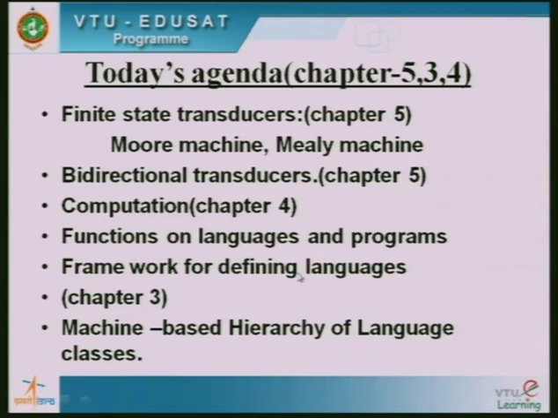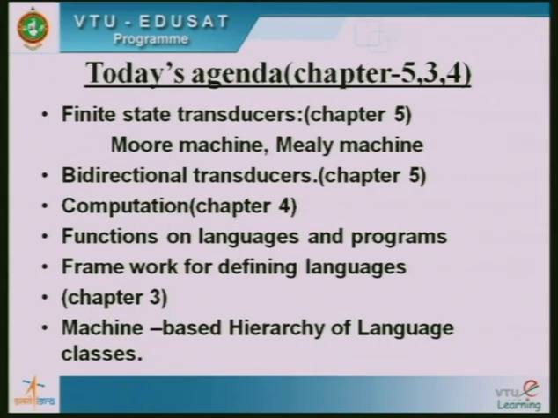Today very little is left in chapter 5, that is finite state transducers. We will see Moore and Mealy machines, and also I will tell you what a bidirectional transducer is. Moore and Mealy machines are not bidirectional. Then bidirectional transducers can also be constructed. Then chapter 4 will be dealing with computation.